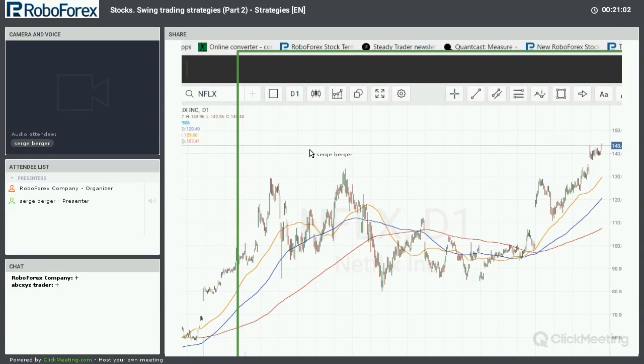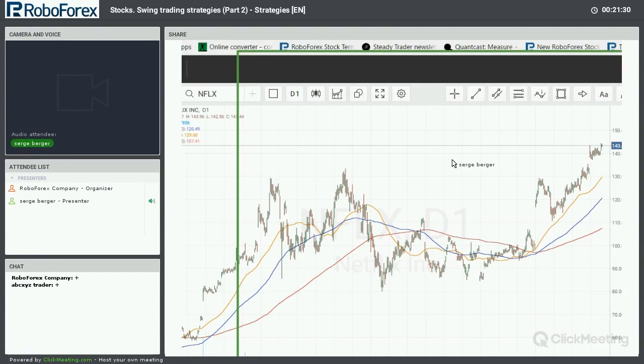For those of you that have been here before, you might know that I use some very simple moving averages to give me a little bit of context. And those moving averages look like this. We have a 50-day moving average in yellow. We have a 100-day moving average in blue. And finally, we have a 200-day moving average in red.